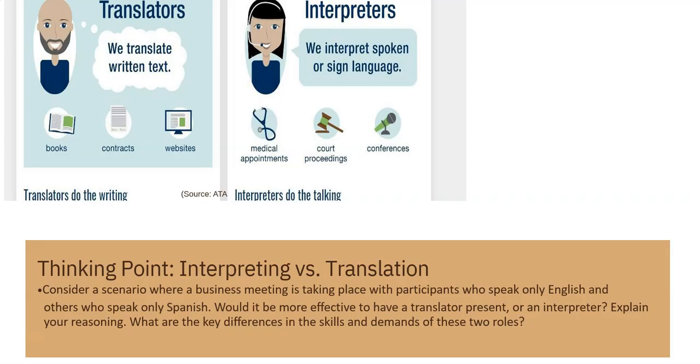Very important for you to know the difference between a translator and an interpreter. And this is a screenshot that I grabbed from the American Translators Association. So go over this. And then, a thinking point.